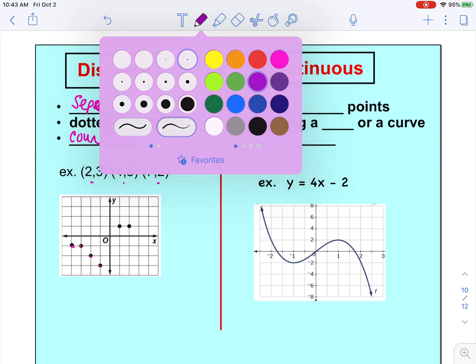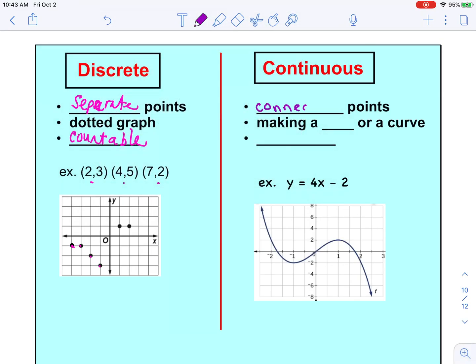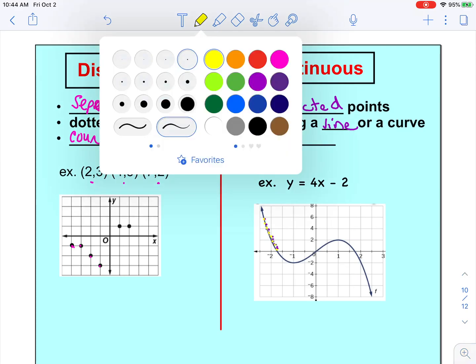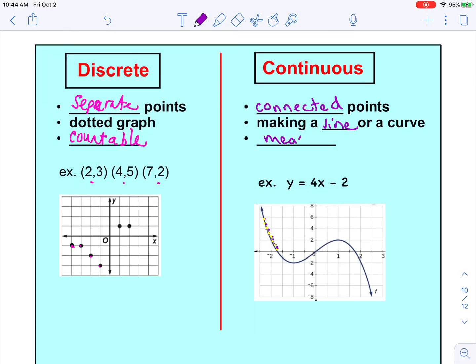Now that's different from continuous, where you have connected points, making either a line or a curve. And now we can't really count. There's an infinite number of points, and even between these points, there's an infinite number of more points on this graph. So it's not countable, but instead we could measure it. It's measurable, we say. So when you graphed lines last year in slope-intercept form, y equals mx plus b, you plugged in values of a t-table and you graphed a line. That's measurable, that's continuous.